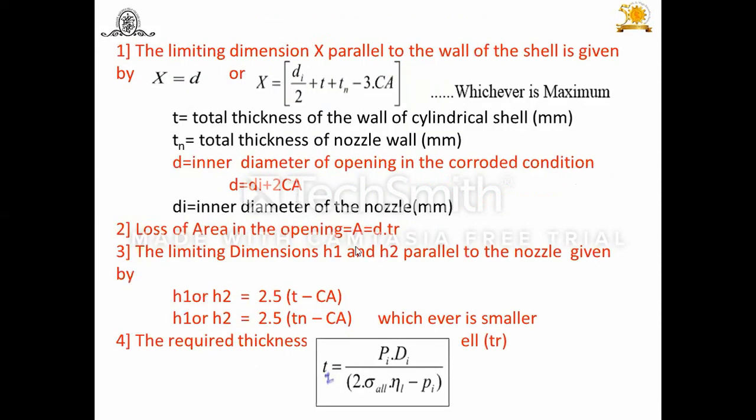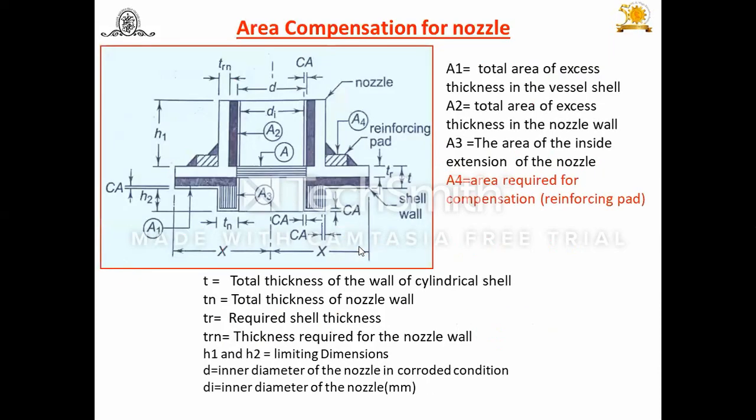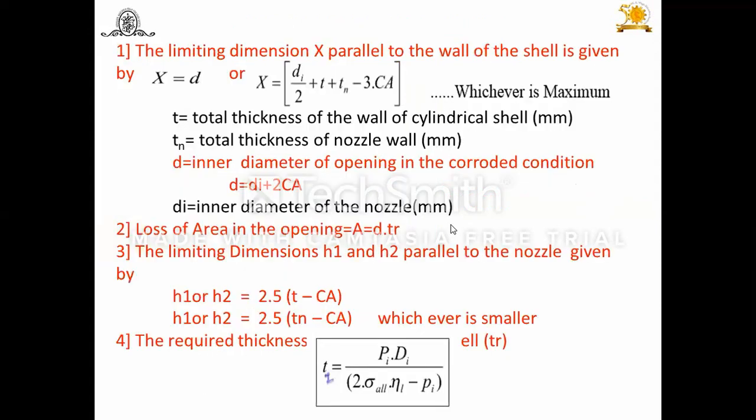So that's why the area removed is d into Tr. The loss of area, that is capital A equals small d into Tr. This d into this thickness, this area you have to find out here, which is cut to fit this opening. Now we have a capital A by using this expression.